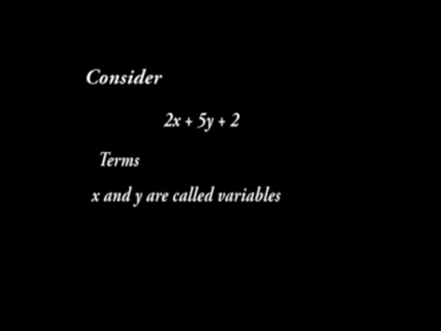The number in front of the variable is called the coefficient of that variable. That is, 2 is the coefficient of x and 5 the coefficient of y. The last number is fixed and it is known as a constant. Whenever the coefficient is 1, it is not written.